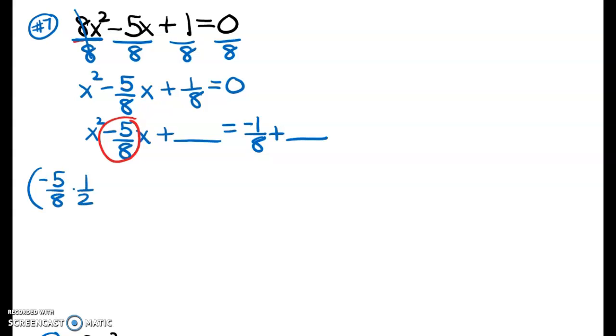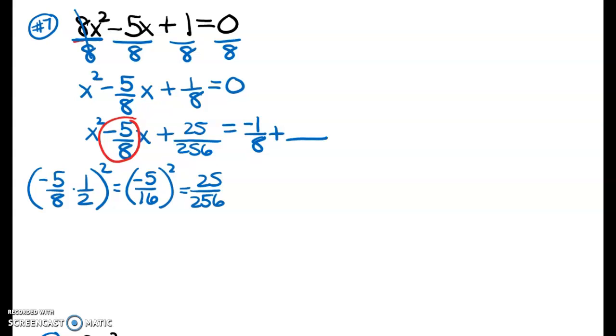And I'm going to find the number in front of x, the coefficient of x, negative 5/8. I'm going to multiply it by a half and then square it. So I get negative 5/16, and I have to square it. So I get 25, and I know 16 squared is 256. So I'm going to add 25 over 256 to both sides of my equation. So I know I need a common denominator. How many times does 8 go into 256? Well, it goes in 32 times. So I'm going to have to multiply negative 1/8 by 32 over 32.